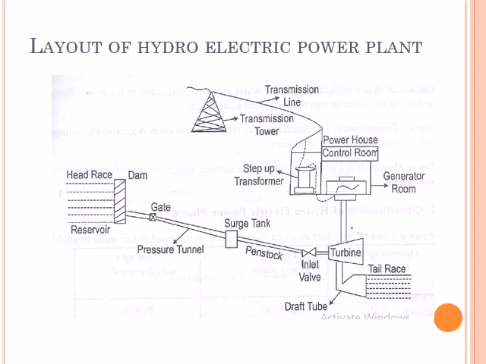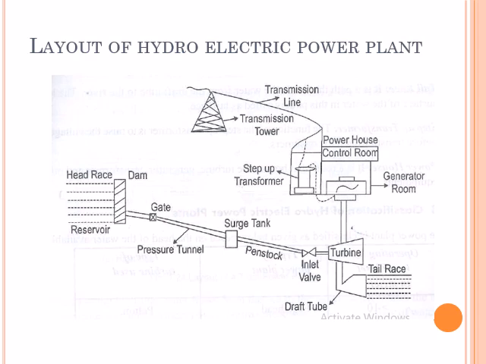The water from the dam flows through the pressure tunnel to the surge tank. The pressure tunnel is a closed conduit. In order to control the flow in the pressure tunnel, the sluice gate is used. The purpose of the surge tank is that when water is flowing through the penstock into the turbine and the load on the turbine is reduced, there will be a sudden rise in the pressure.